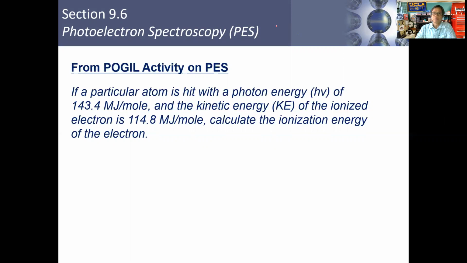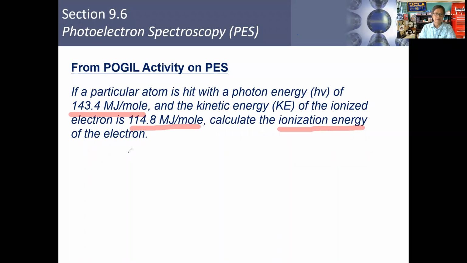Okay. So what we're asked to do in this particular problem is find and calculate the ionization energy for the electron here. So we're going to hit the atom with this particular photon of energy. The photon has this amount of energy, okay? And then when the electron leaves, it has this kinetic energy, okay? And so you can imagine what's happening here, folks. Let's go ahead and visualize this.